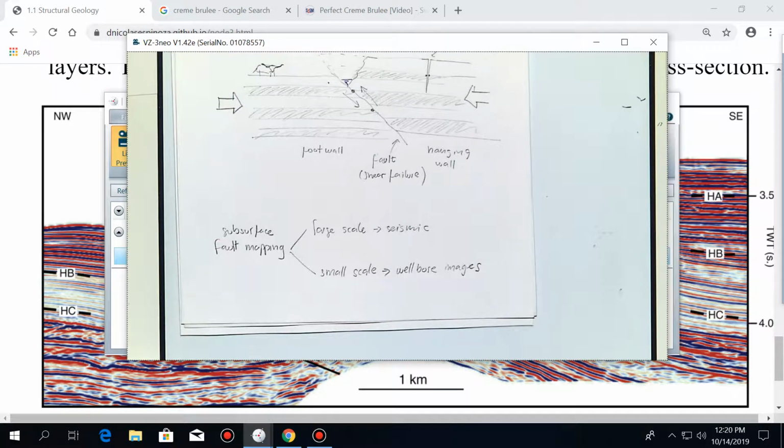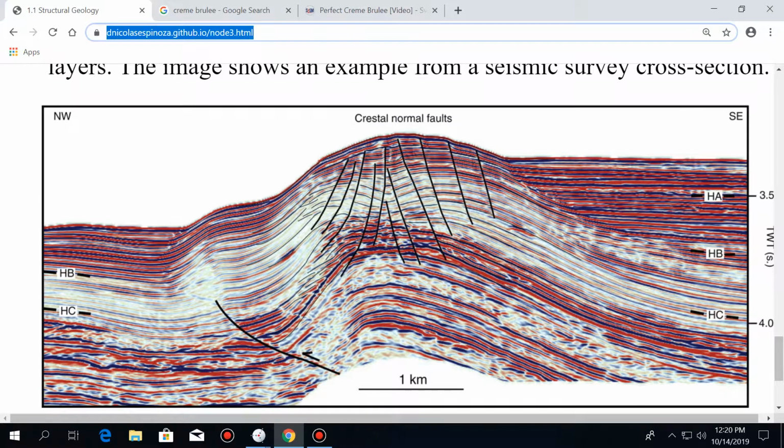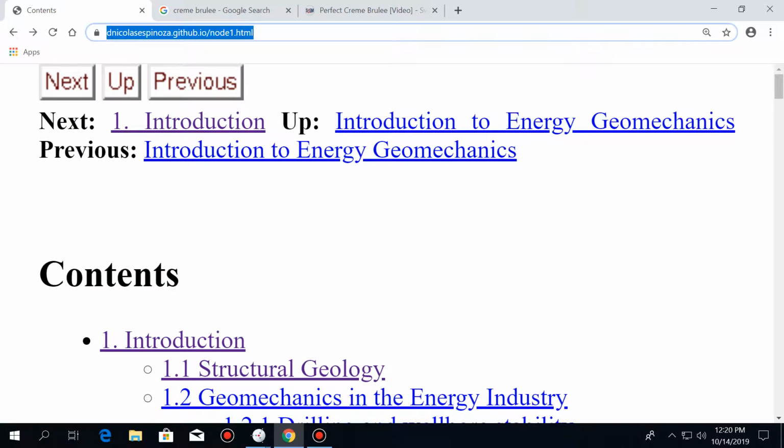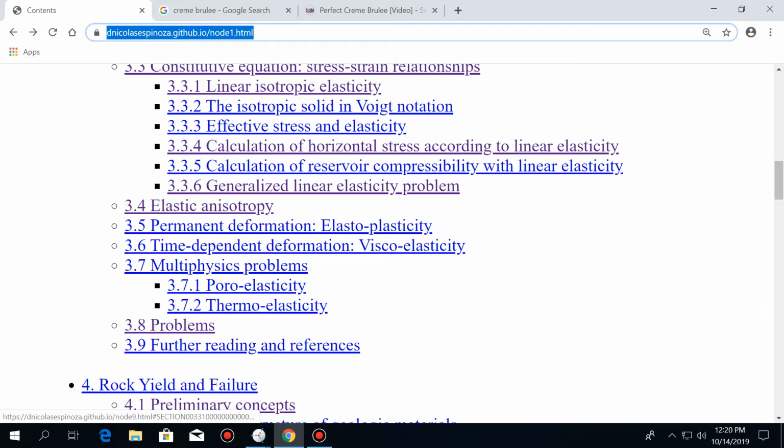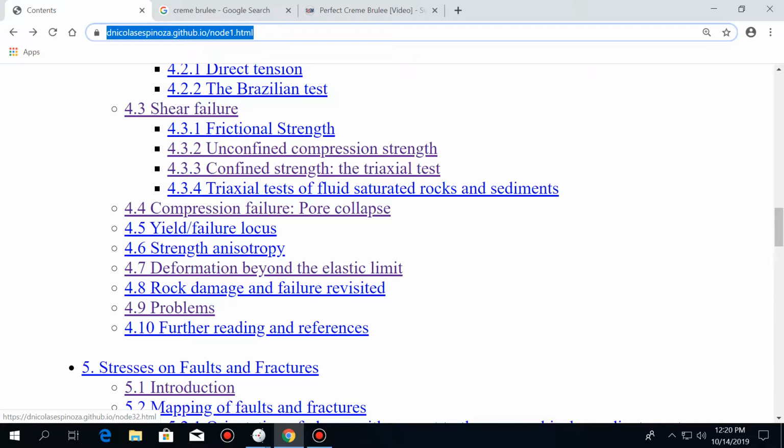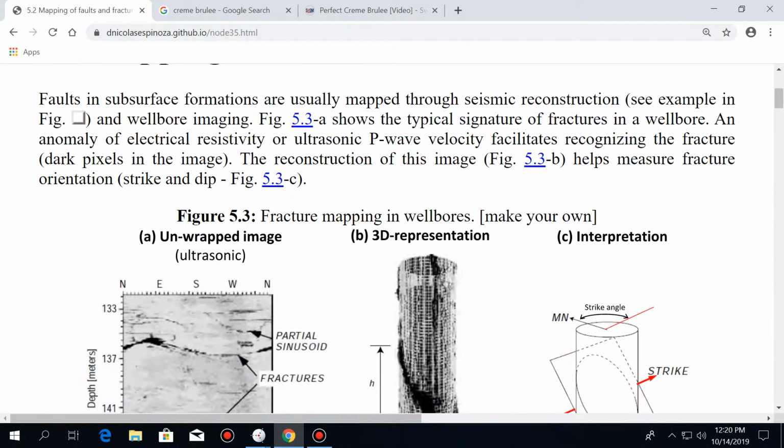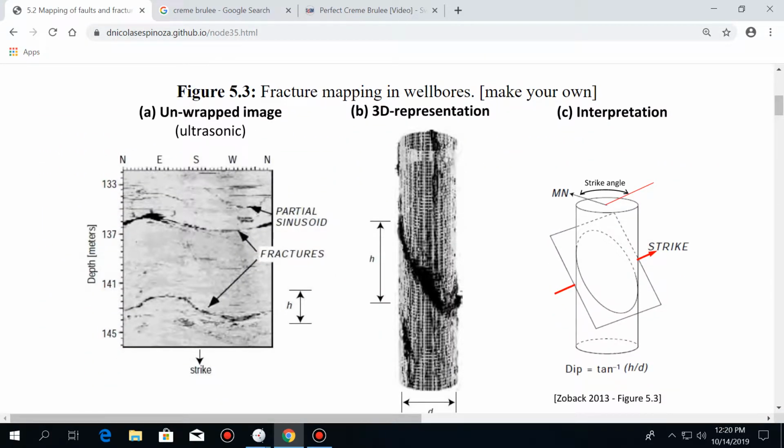I don't know, you have taken already the class from Professor Torres Verdin, but there you will see that you can take images from wellbores that allow you to see faults around the wellbore. So let me go to an example over here. This is an image similar to this one or to that other one over there, okay?